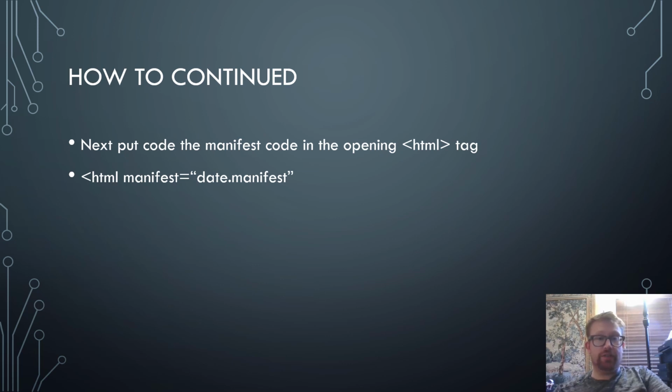Next, you would put the manifest code in the opening HTML tag, and it would look like html manifest equals data.manifest. This would be used if you would use a manifest and use your offline web application in order to access a page when you don't have internet. So this is a rather short lesson, and this concludes it.